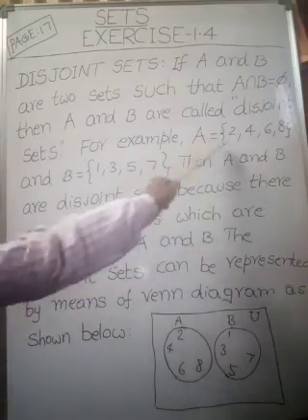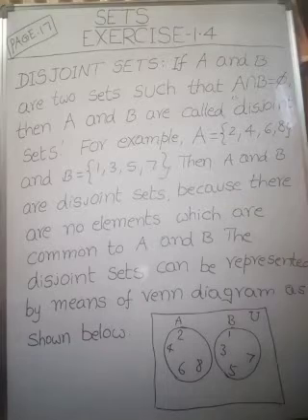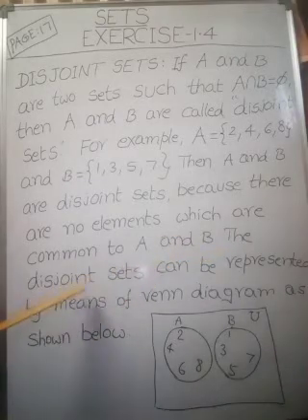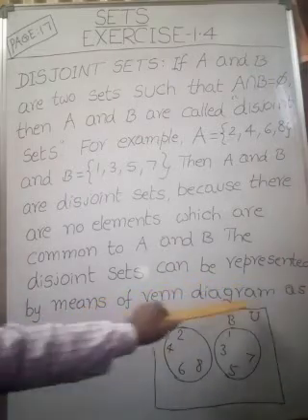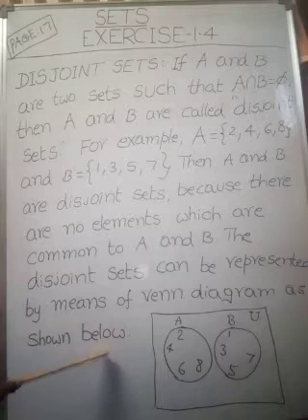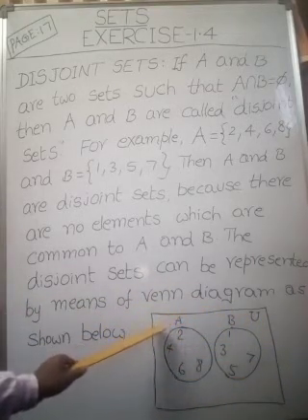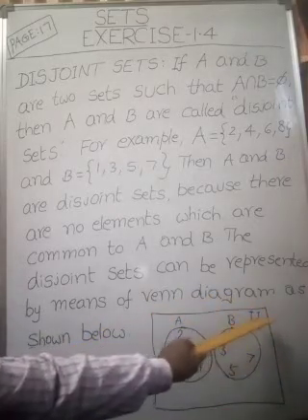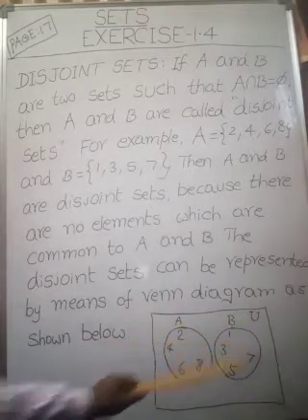If you observe these two sets, are any elements common to both A and B? No elements are common to both A and B. The disjoint sets can be represented by means of a Venn diagram as shown below. See here, this is a universal set, a rectangle. In this universal set, A and B are subsets.